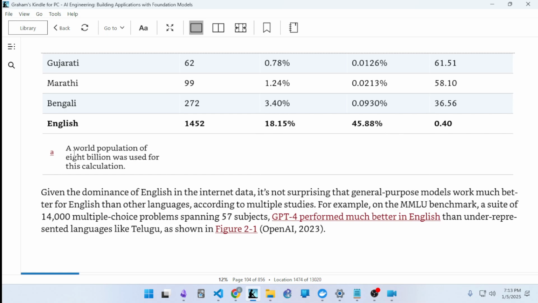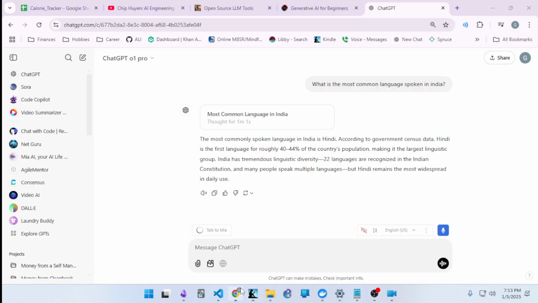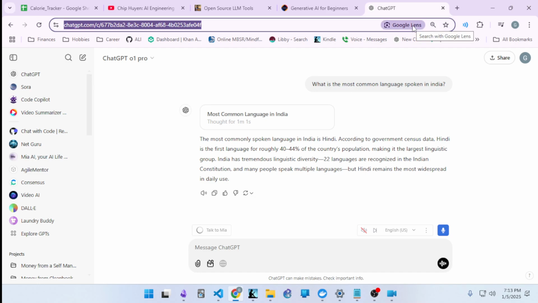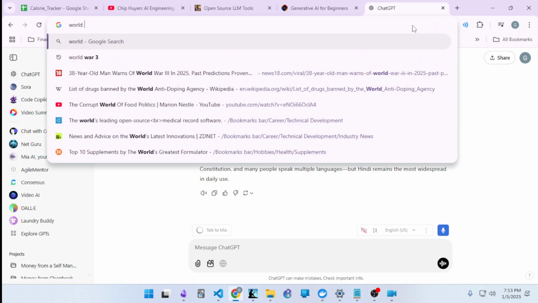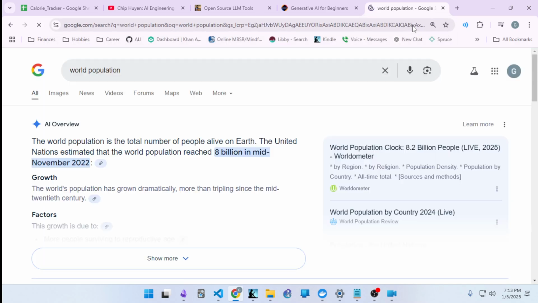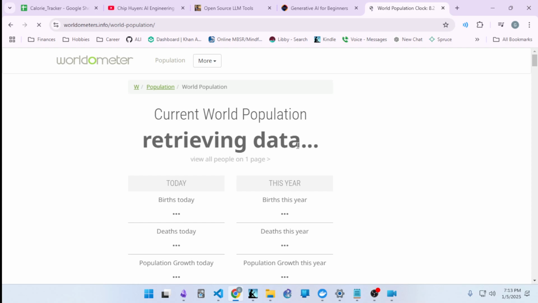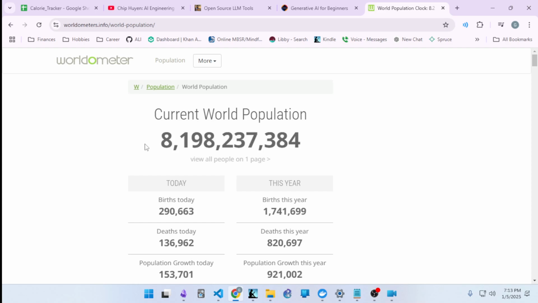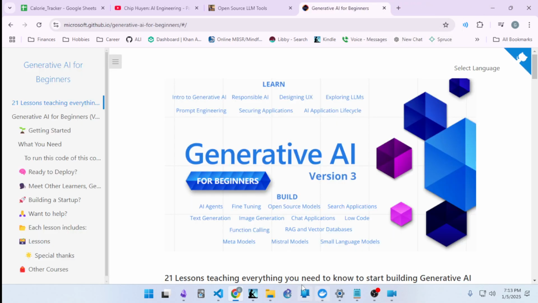Yeah, so a world population of 8 billion was used for this calculation, which is an undercount. The population is much higher. It's 9 billion. Really? 2022. Oh, okay. I thought it was 9 billion. All right, well, 8 billion.